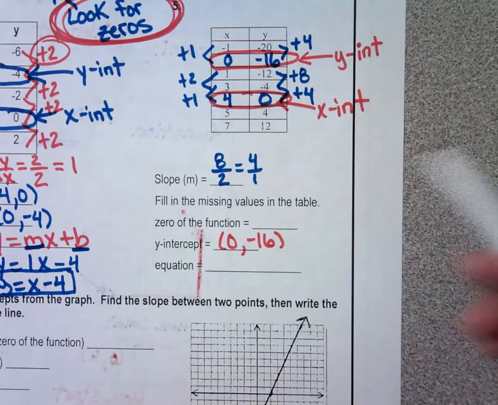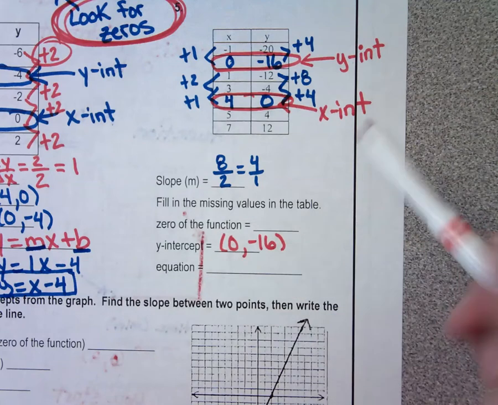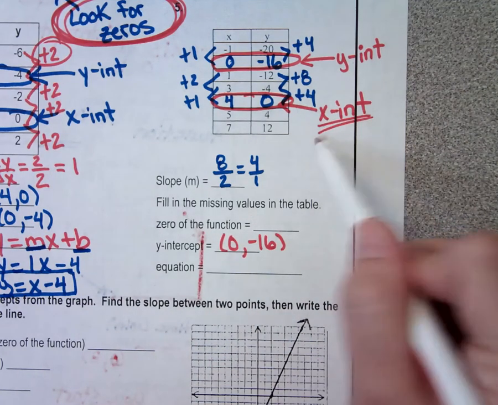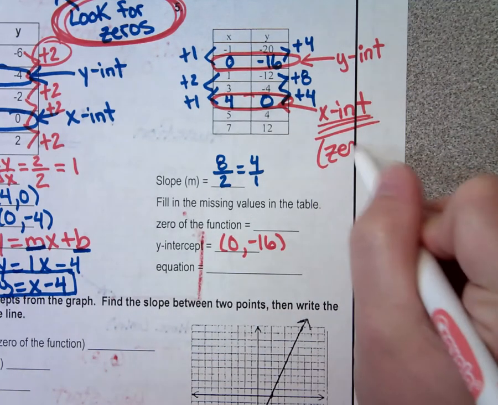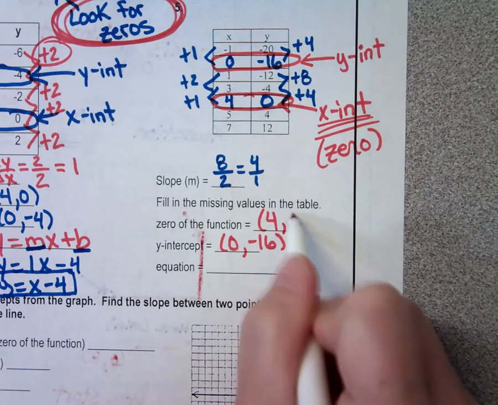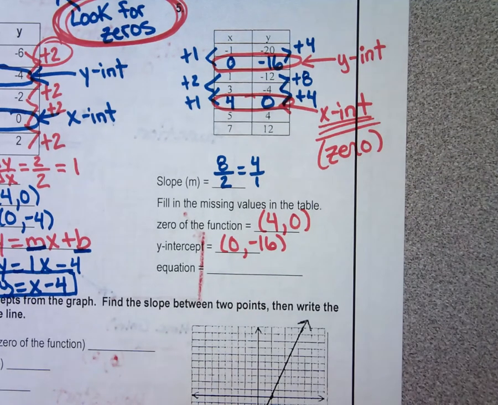Now notice this time it didn't actually ask for the x-intercept, it asked for the 0 of the function. Remember, the x-intercept is also called the 0 of the function. So whatever the x-intercept is, that's your 0. Lots of terminology today. I'm sorry, are you on brain overload? Okay, we're almost done. Bear with me.